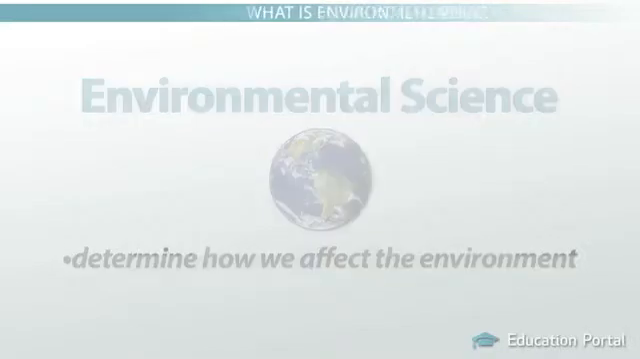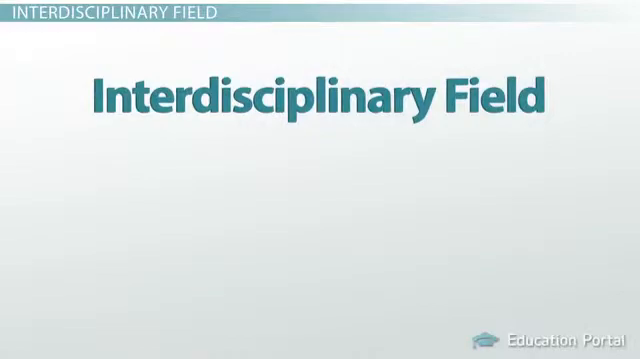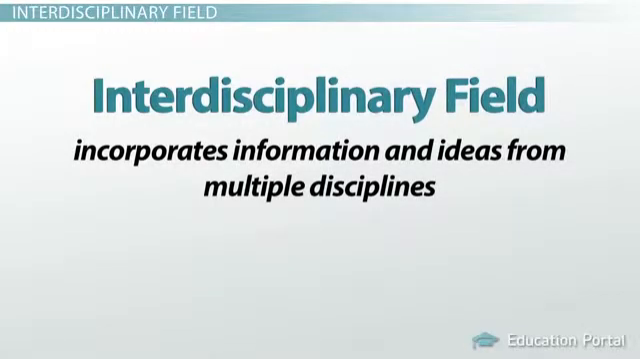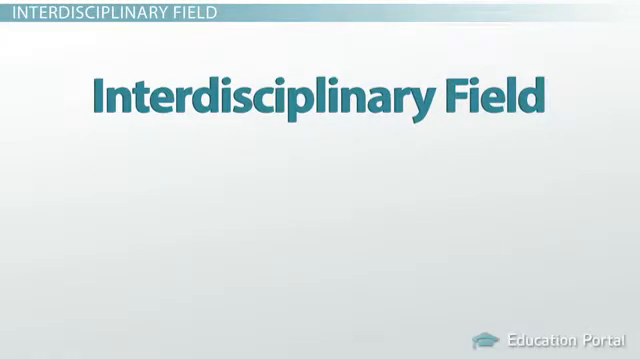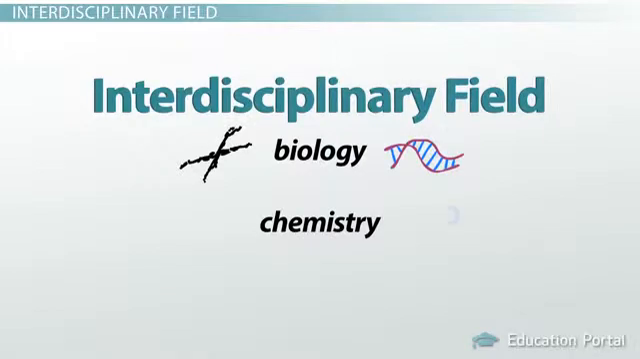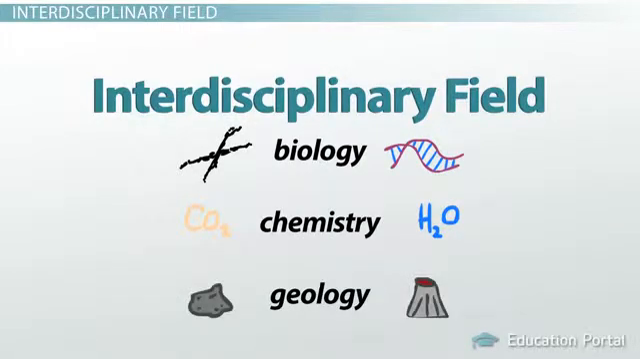Environmental science is also referred to as an interdisciplinary field because it incorporates information and ideas from multiple disciplines. Within the natural sciences, such fields as biology, chemistry, and geology are included in environmental science. When most people think of environmental science, they think of these natural science aspects.